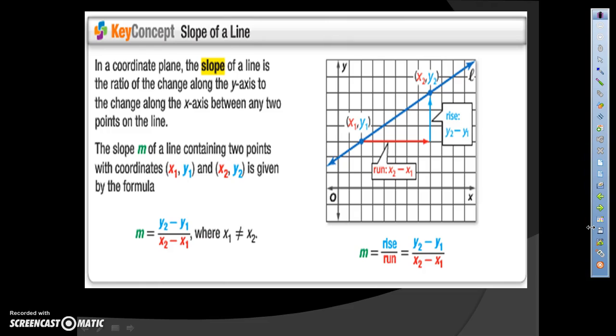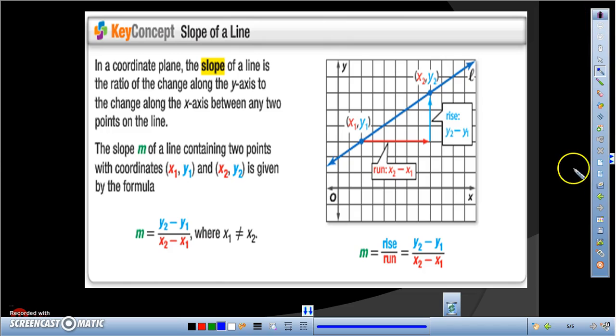And we have two ways that we can go about completing this task. We can either use the coordinate plane itself and count from one point to the other. How many units am I going up or down? And we refer to this as our rise. And then count over however many units I need to get to my other point, and we refer to this as run. Okay, so you see here that we can refer to this as rise over run.